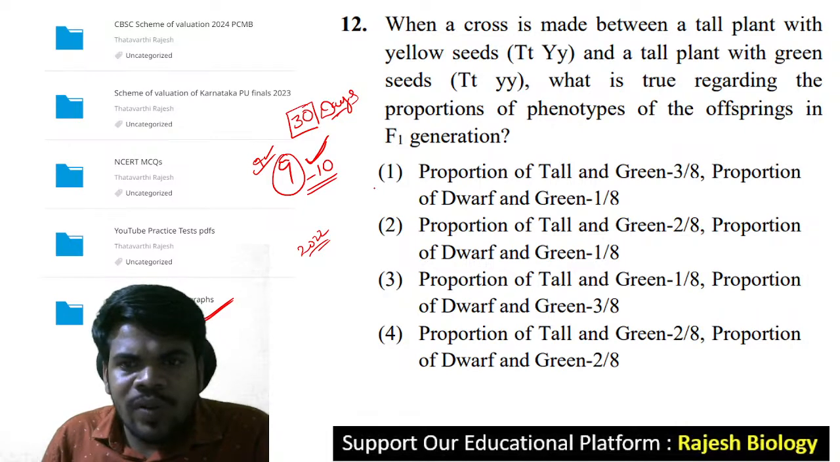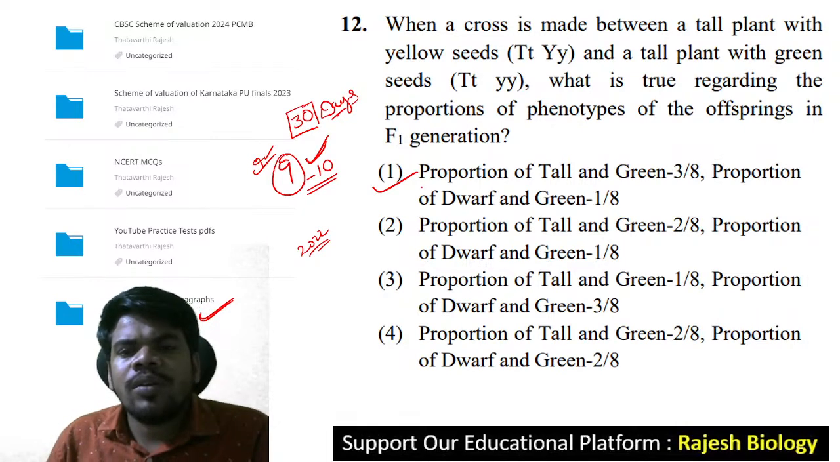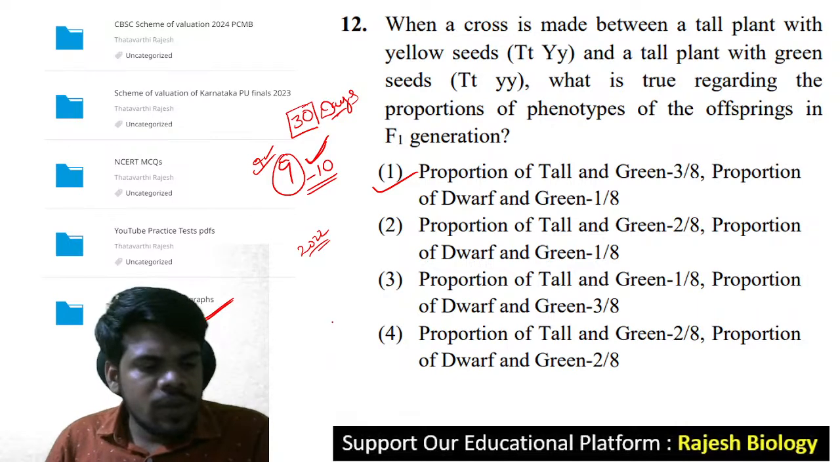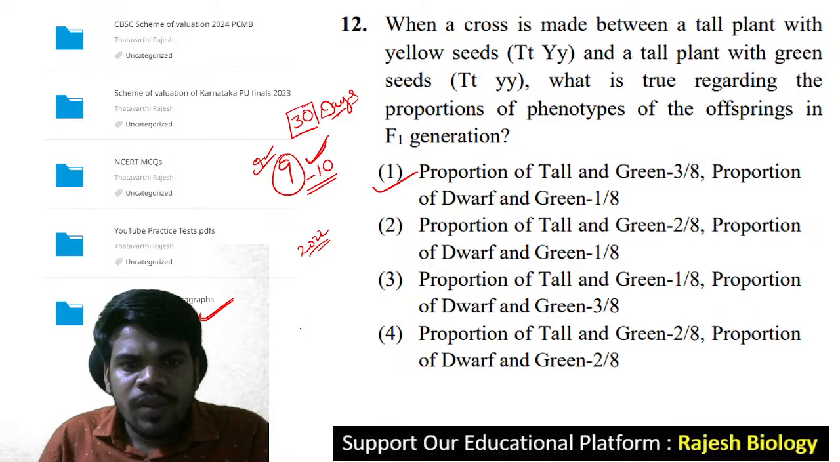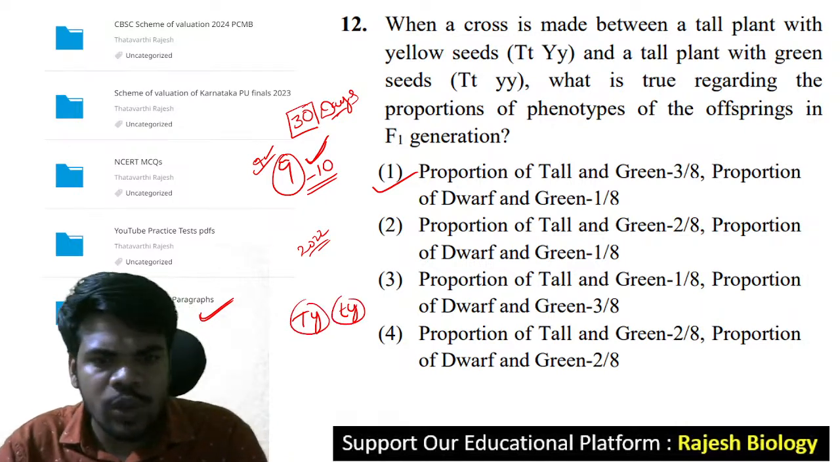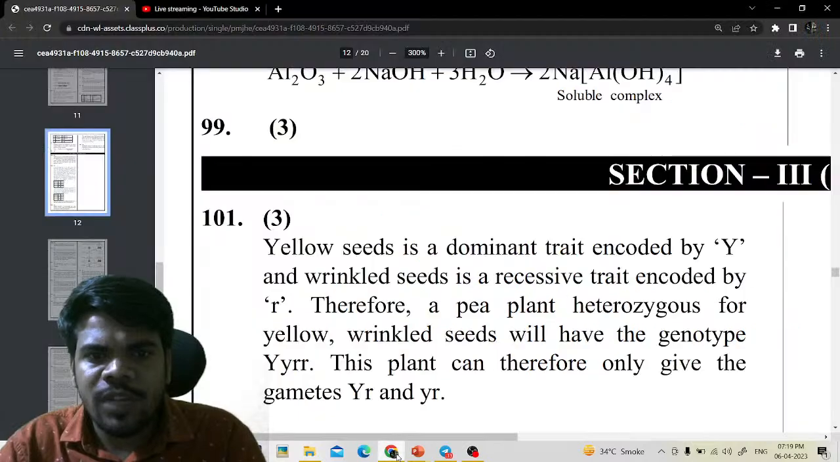It is actually 12 is to 1, 3 is to 1, 12 is to 4. Okay. The right answer is option 1. If you observe this, two types of seeds are formed like this. Okay, I'll do one thing. I'll show the cross. It is better.